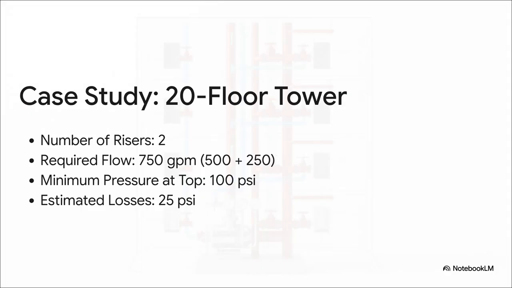So, picture this. We've got a 20-floor tower, and it has 2 standpipe risers. Our first step is to calculate the total flow. Easy enough. That's 500 GPM for the first riser, plus 250 for the second one, giving us a total demand of 750 GPM. We still need that 100 PSI minimum at the top, and for this example, let's just estimate our friction and device losses at about 25 PSI.